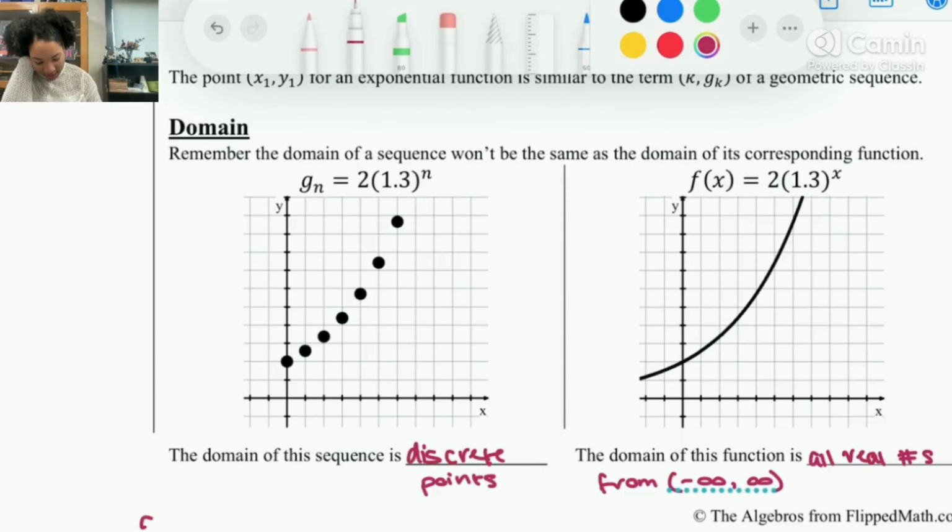And once again, discrete just means individual, separated coordinate points.